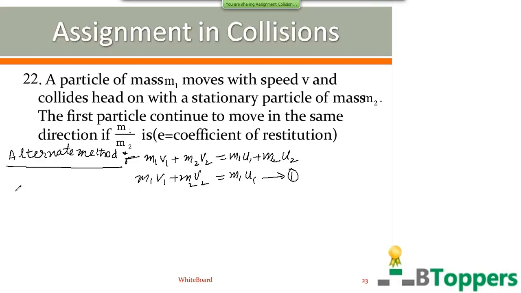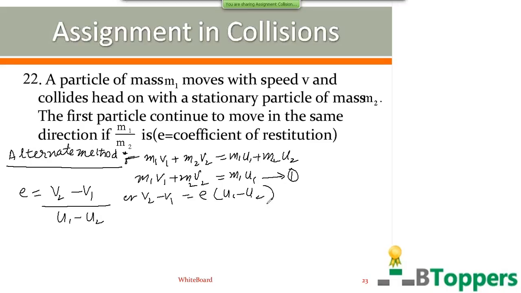So in any one-dimensional collision, you can write e equal to v2 minus v1 by u1 minus u2. So here u2 is 0, or v2 minus v1 equals e times u1 minus u2. So we can eliminate v2 from the two equations so that we can find v1 in terms of u1. So v2 can be written as v1 plus e u1. I have taken u2 to be 0 here.